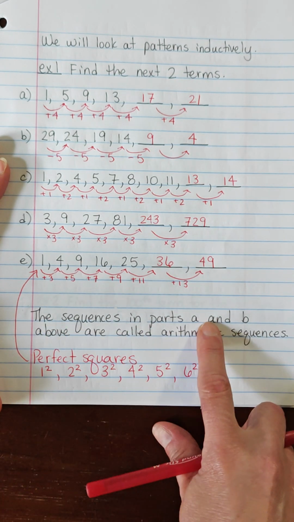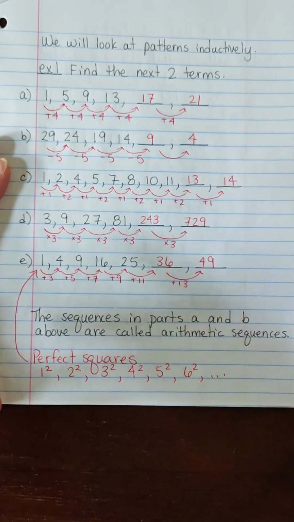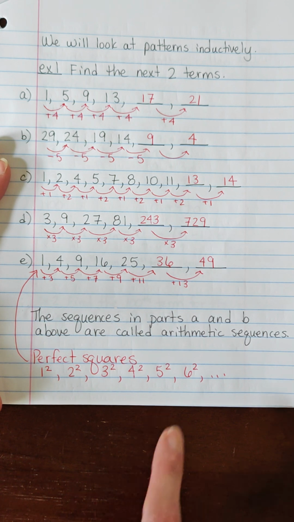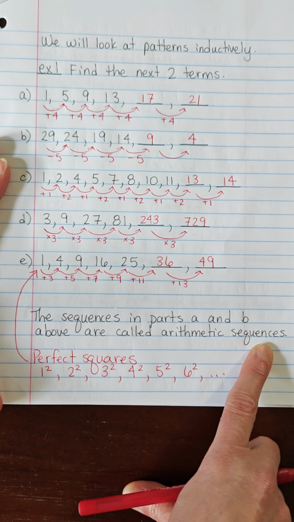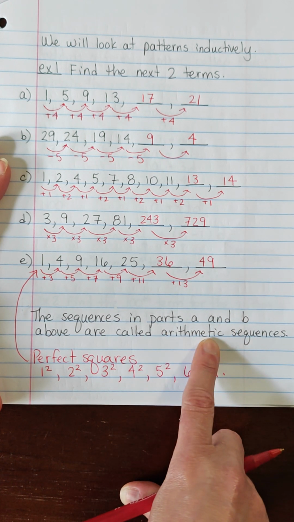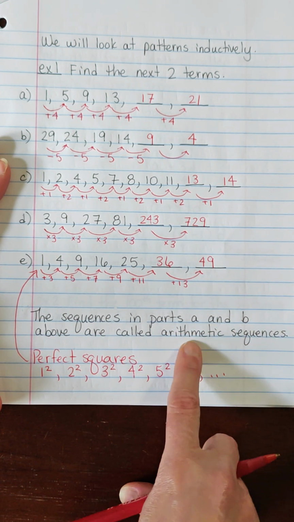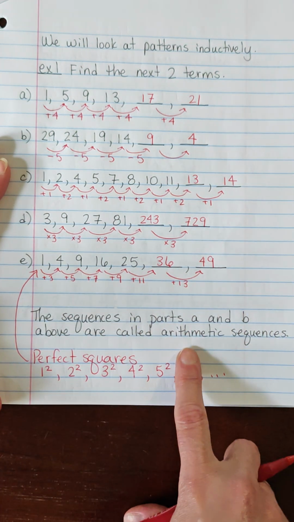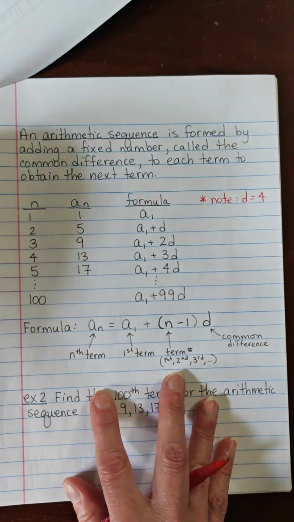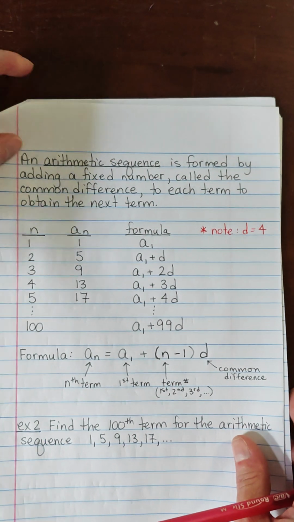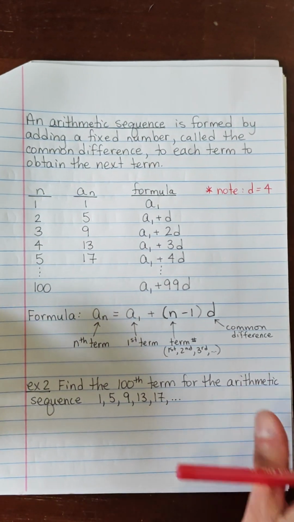Okay, the sequences in parts A and B, where I added or subtracted the same fixed number, are called arithmetic sequences. I know that looks like the word arithmetic, but in this case, the way this is used, it's pronounced arithmetic sequences. And so now we move on to talk about arithmetic sequences a little bit more.